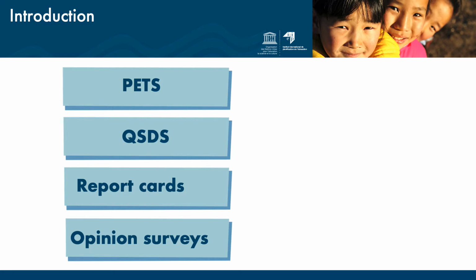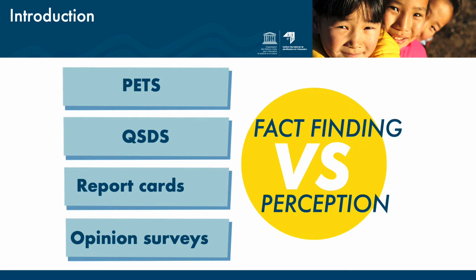PETS and QSDS follow a fact-finding approach, meaning that by using this type of tools, you're going to be able to collect facts about corruption in education. For example, percentage of leakage of funds going to schools in the system.